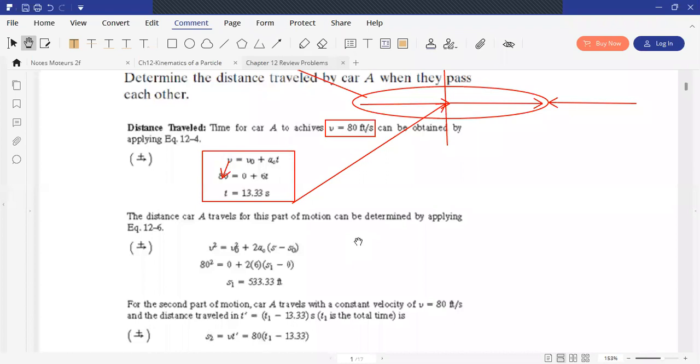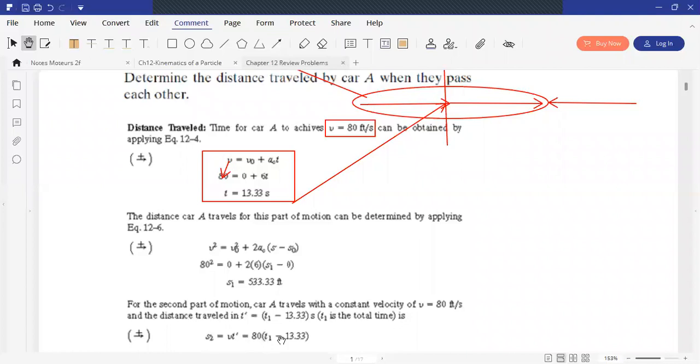Okay? So this formula will give you directly what is the value of S1, because considering that at initial state S0 is 0, so we can get S1, which is the coordinate of this point. Okay? So now I know all conditions at this point. I know that at this point t is equal to 13.33, s is equal to 533.33, and velocity is 80. Okay? Now, for the second phase, now I want to write equations for the second phase. For the second phase, it's constant velocity, okay?